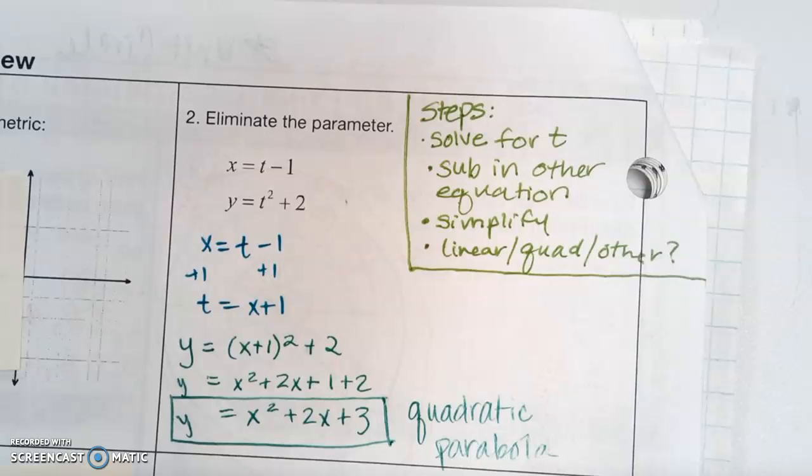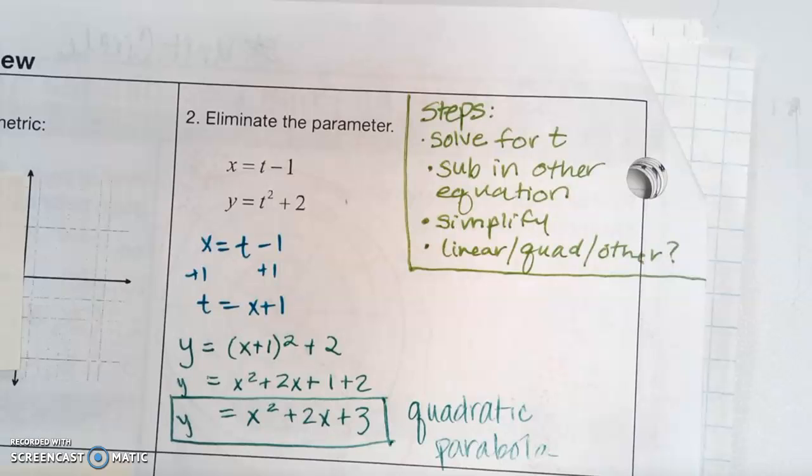Okay, so for number 2, the first equation was x equals t minus 1. To get the t by itself, you do the inverse operation, which is subtracting 1 from both sides. You get t is equal to x plus 1. Everything that t is equal to, you're going to substitute into the other equation. So you take that x plus 1 and sub it in for that t.